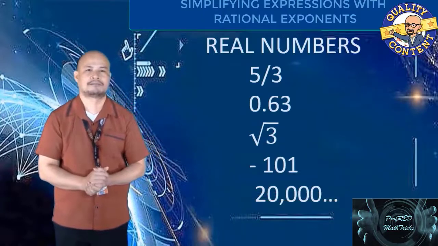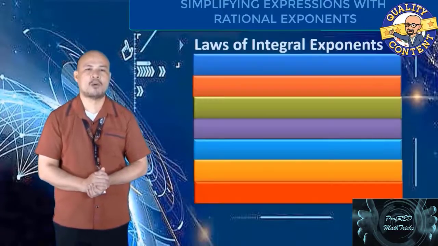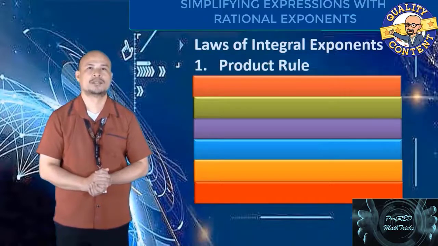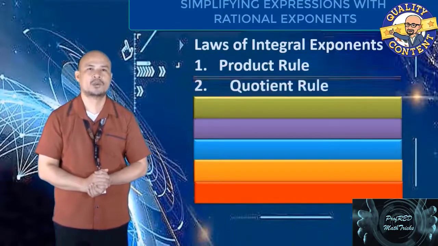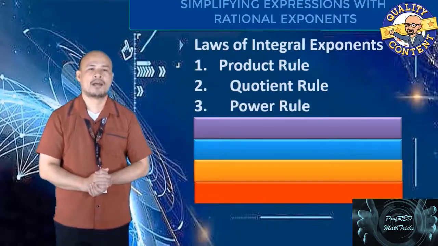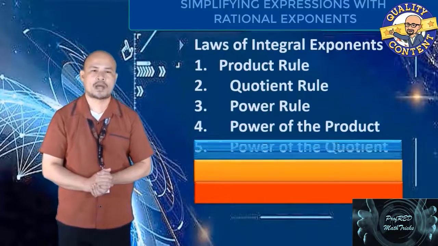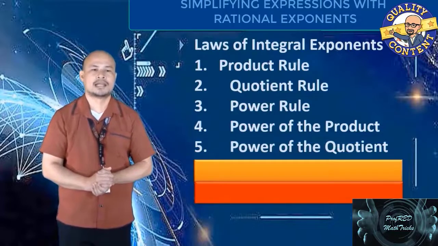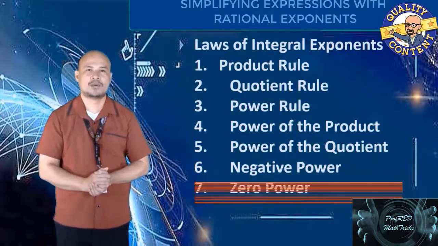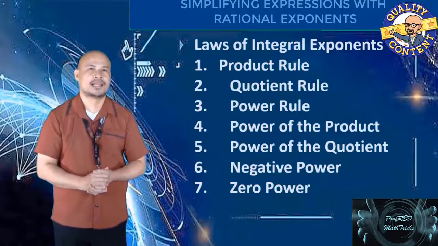many others. Now let me present the laws of integral exponents. These are: number 1, product rule; number 2, quotient rule; number 3, power rule; number 4, power of the product rule; number 5, power of the quotient; number 6, negative power; and number 7, zero power. Let's apply these laws. Let's start.